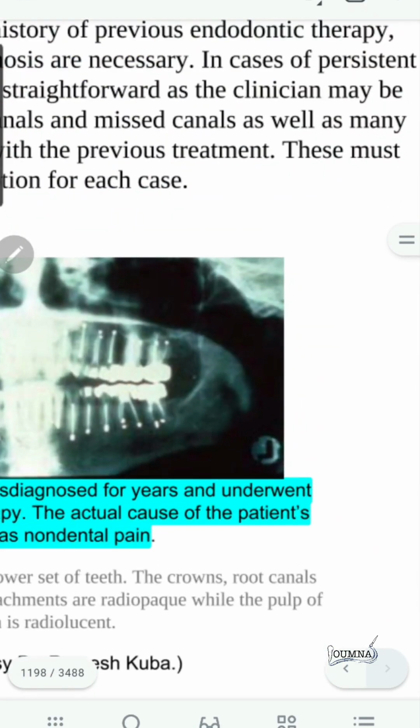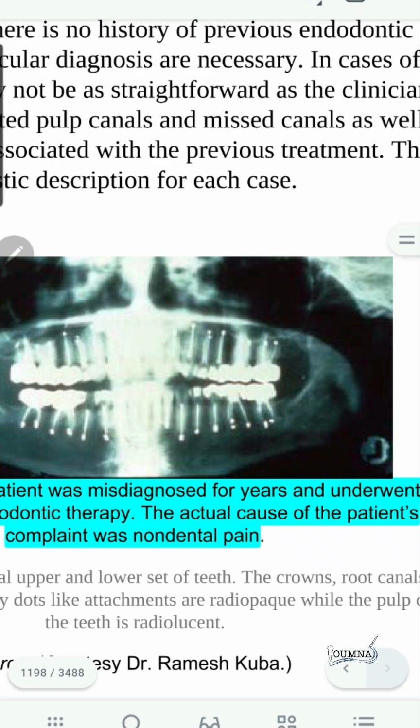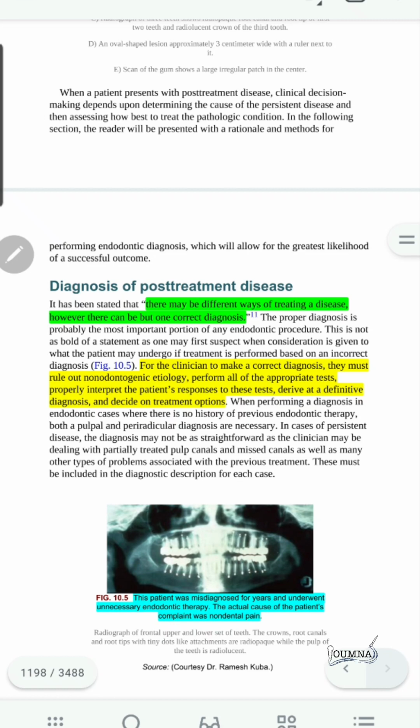This is actually something that saddens the heart. This patient has been treated for years with unneeded endo treatment because it was misdiagnosed, and the reason for the pain was non-dental pain. So we really emphasize the importance of true and correct diagnosis. There are always many different ways of treating, but there is only one correct diagnosis. We must keep it in mind.